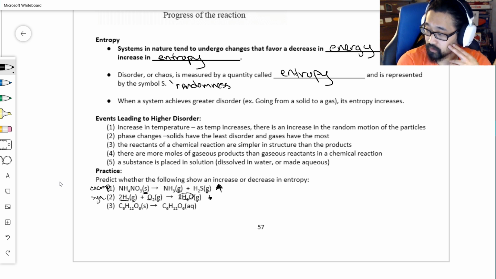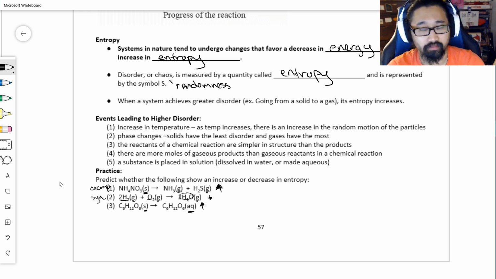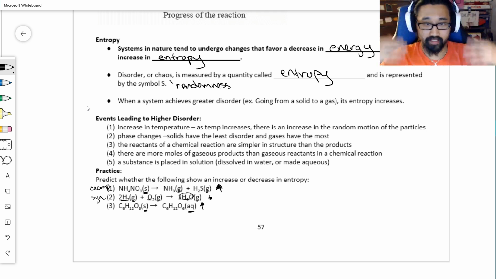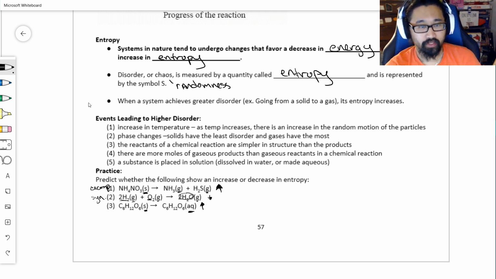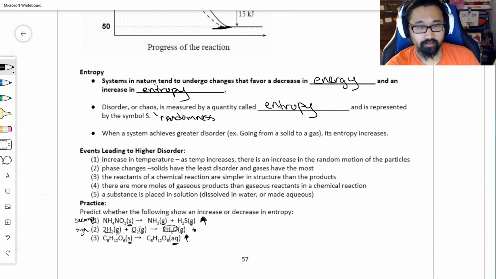Right? The last one is another phase change of solid to aqueous. This is taking a sugar cube, dissolving it in water. If you dissolve it, entropy goes up, it increases. Right? The big deal with entropy is to recognize, if you change something, will it go up or down? And recognize that systems in nature decrease in energy, increase in entropy. Right?